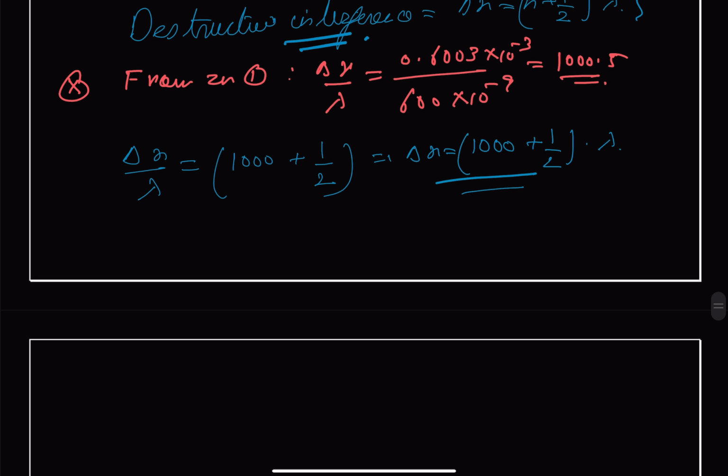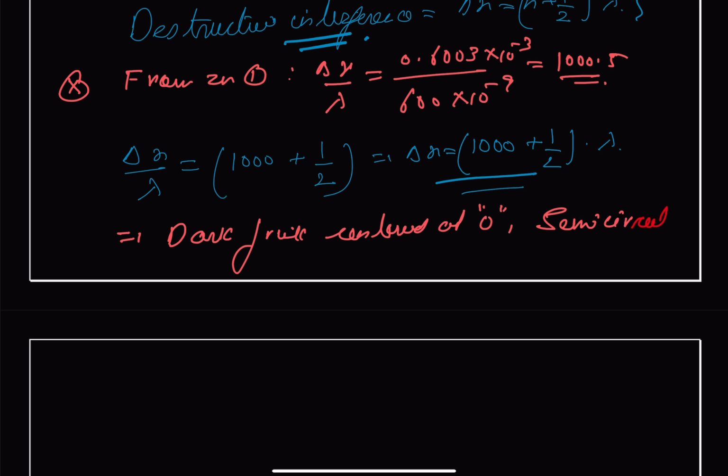So from here at least we can say that there will be a dark fringe centered at O, in a semicircle. So A and B are correct.